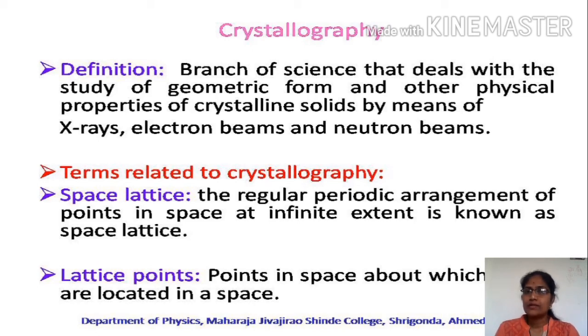So the next point is lattice points. Lattice points means what? Suppose I want to draw a rangoli, then how will I start to draw? I will put a few points at regular intervals. It means that each point that I have drawn will represent a lattice point. If I continue to draw such lattice points in two-dimensional space, then it will give us a two-dimensional arrangement of points. And if I draw in 3D, along the x, y, z axes, then it will give me a three-dimensional space lattice. So lattice points are nothing but the points which we have drawn in a space.